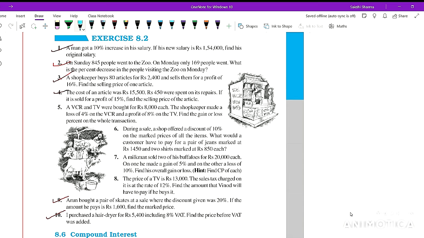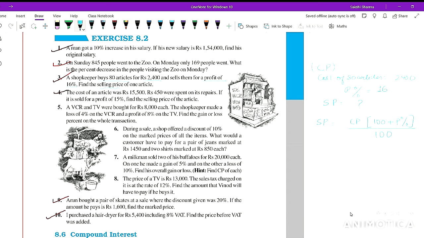A shopkeeper buys 80 articles for 2,400 rupees. So this is the cost of 80 articles. Cost means it's the CP, the cost price. The shopkeeper sells those articles at a profit of 16%. You have to find out the selling price. The formula we shall use is CP into 100 plus profit percentage divided by 100.